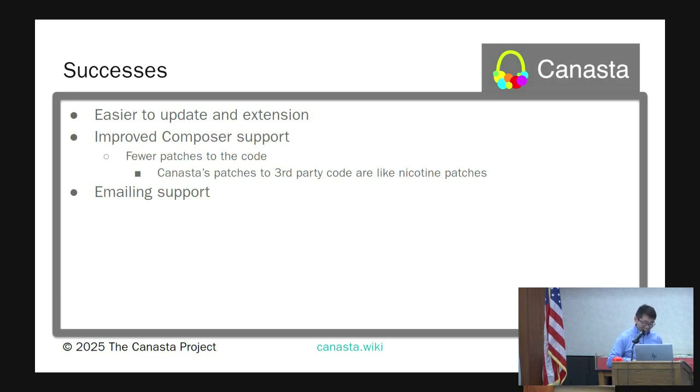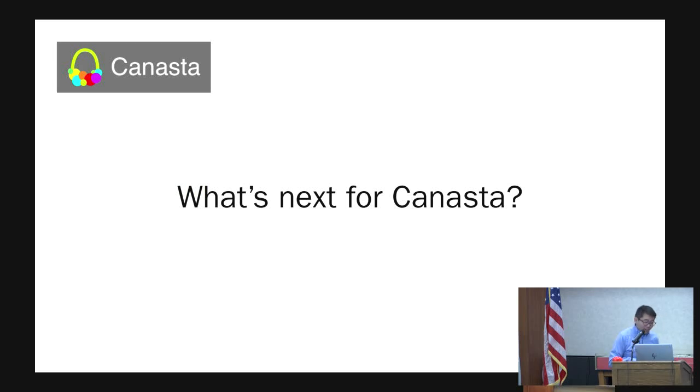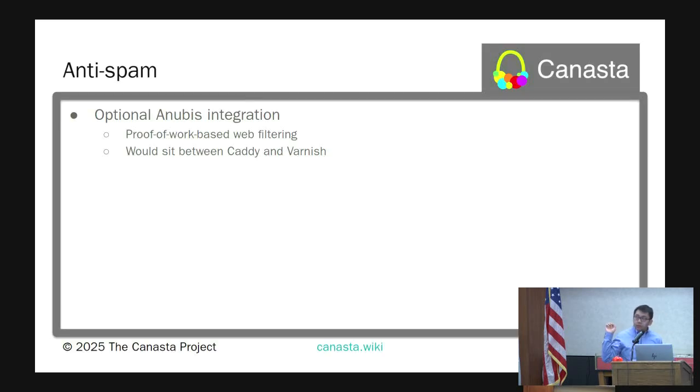So, yeah. Okay, so what's next for Canasta? This is the exciting part. This part's not that exciting. Anti-spam. We will probably work on adding Anubis as an optional integration for public wikis. It would sit between the caddy and varnish layers.